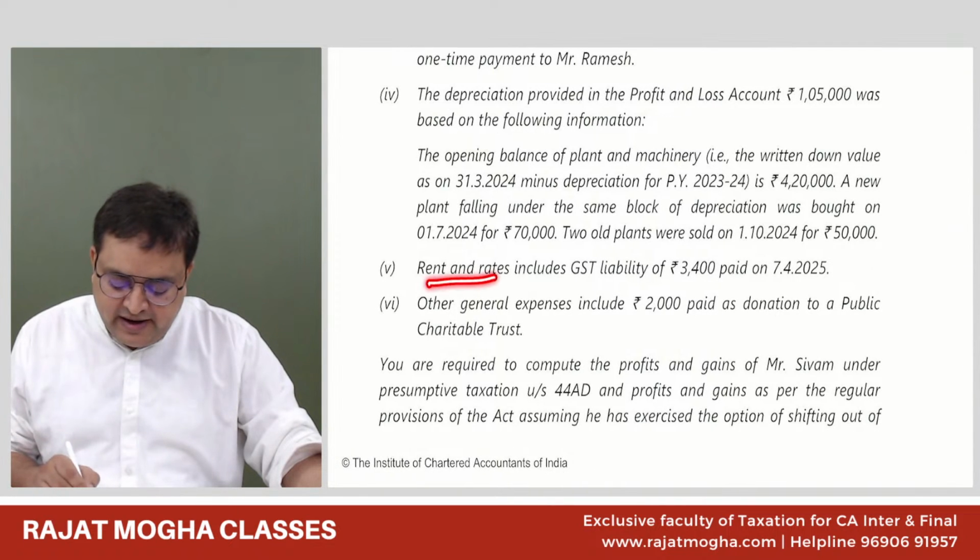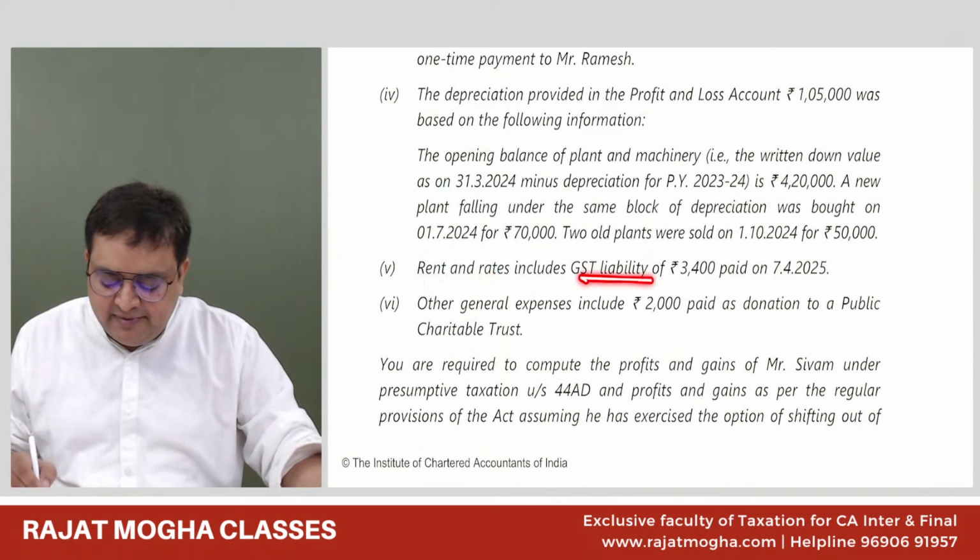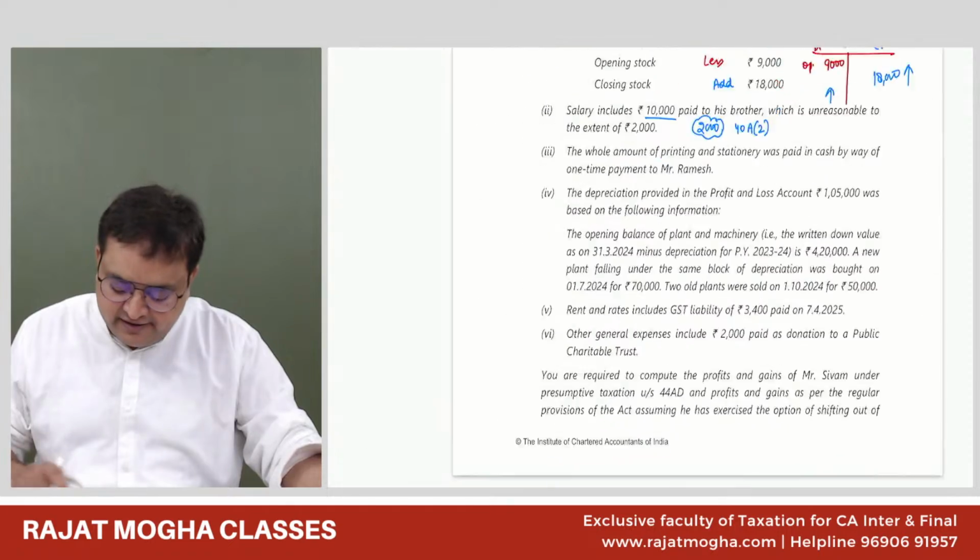Okay. Rent and rates includes GST liability of 3,400. Rent and rates.